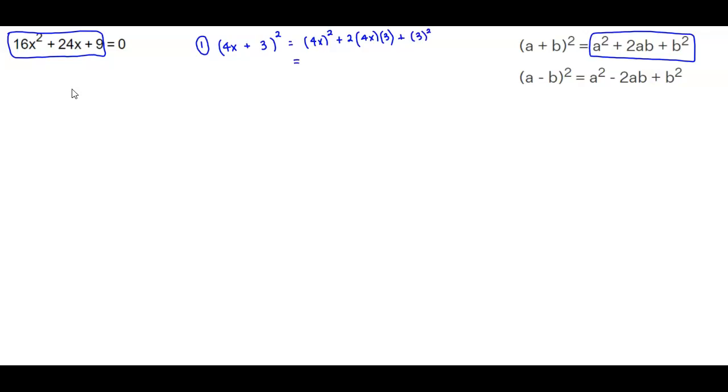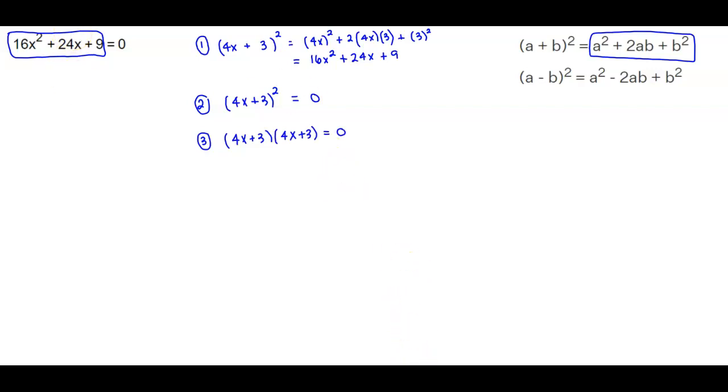So what does that give us? Well, 4x squared is 16x squared. 2 times 4x times 3 gives us 24x. And then it's plus 9. So it does work. So basically what it's saying here is that the factored form is 4x plus 3 squared, and then we set that equal to 0. But now we want to write it in an expanded factored form, which means this is the same thing as 4x plus 3 times 4x plus 3, set equal to 0.